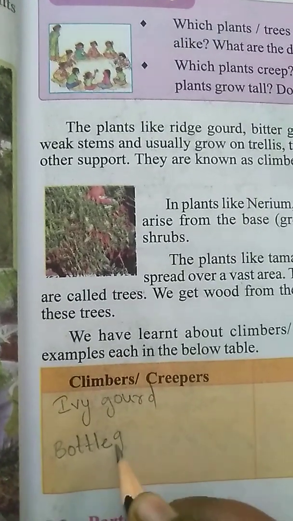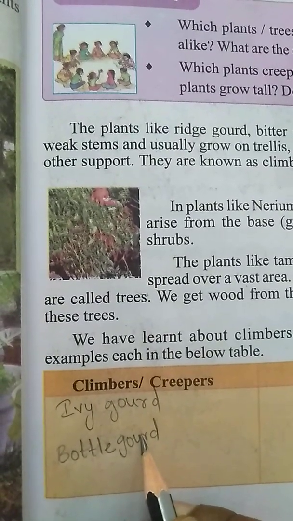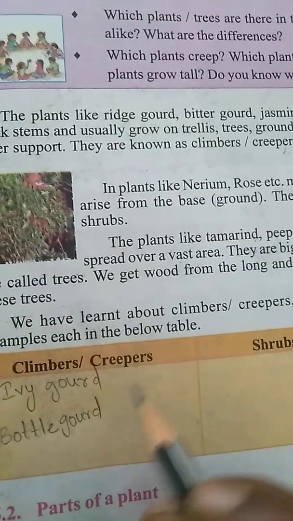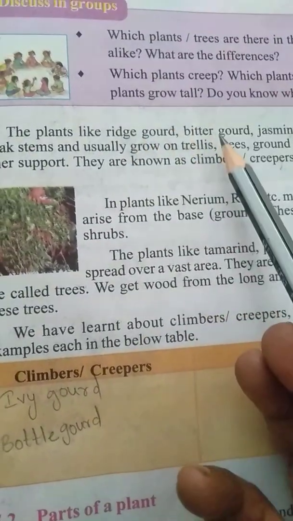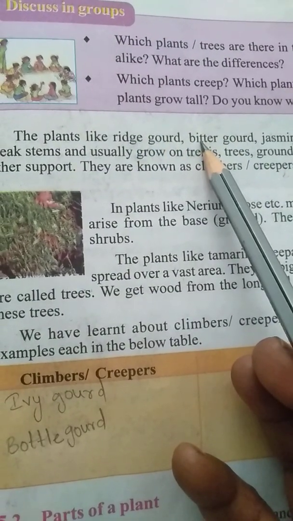Next is B-O-T-T-L-E, bottle, G-O-U-R-D, gourd. Bottle gourd. Bottle gourd means what children? Yes, sorakaya. And 2 more examples are given here. See here, it is ridge gourd and bitter gourd. Ridge gourd means birakaya. Bitter gourd means kakarkaya.